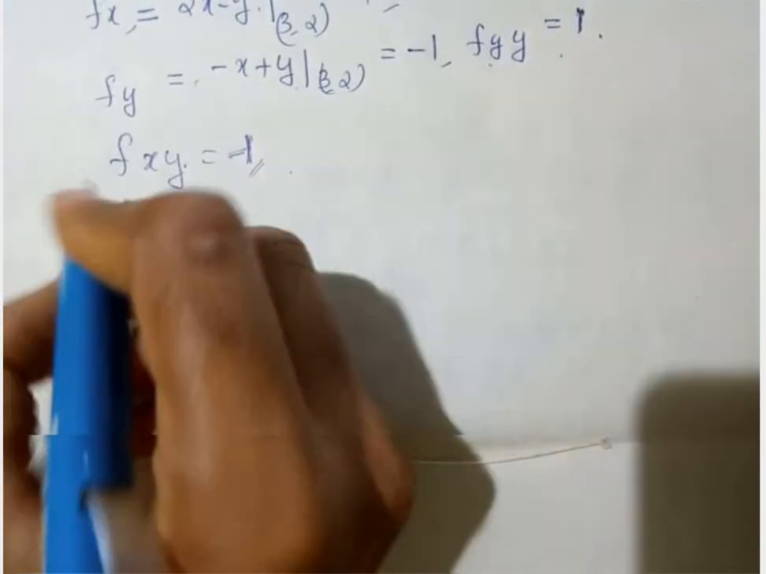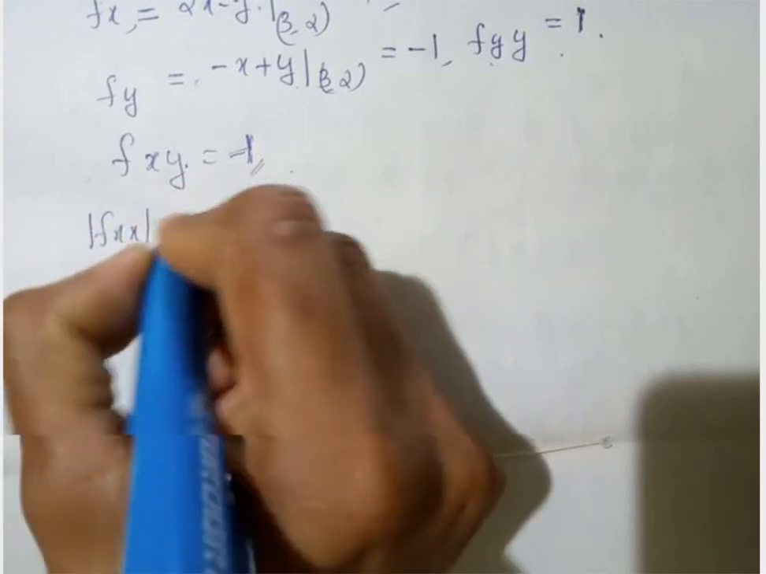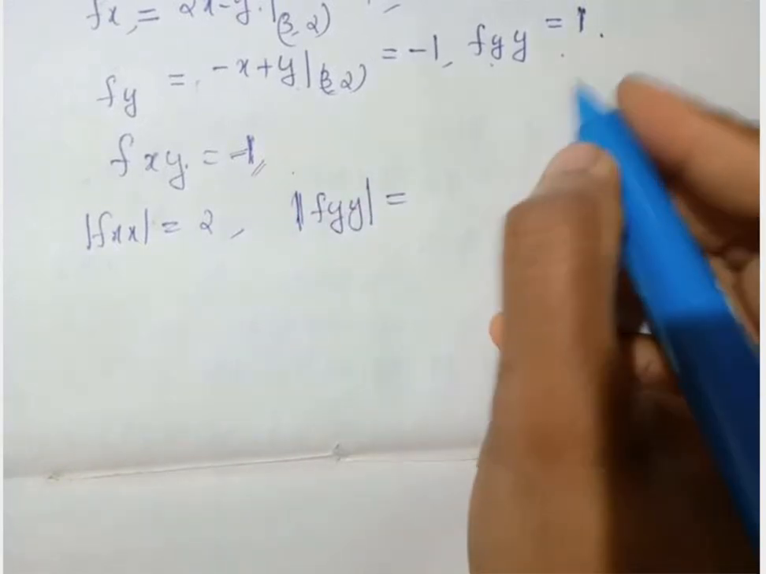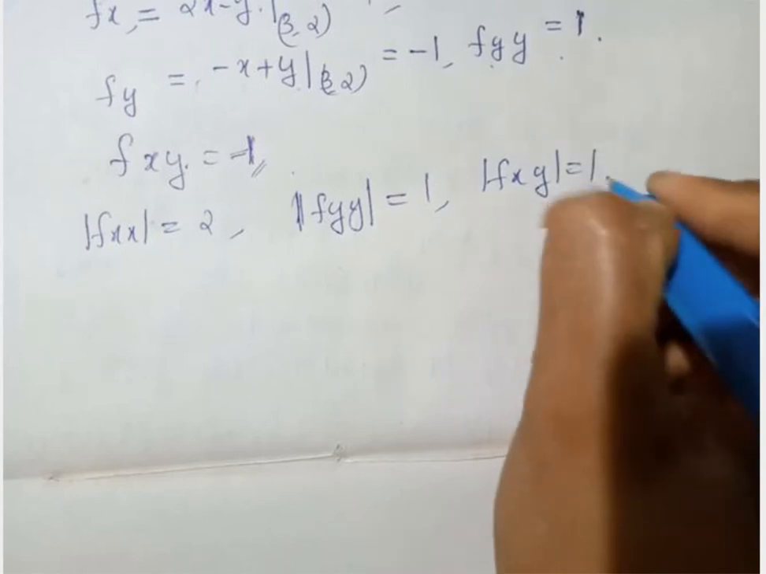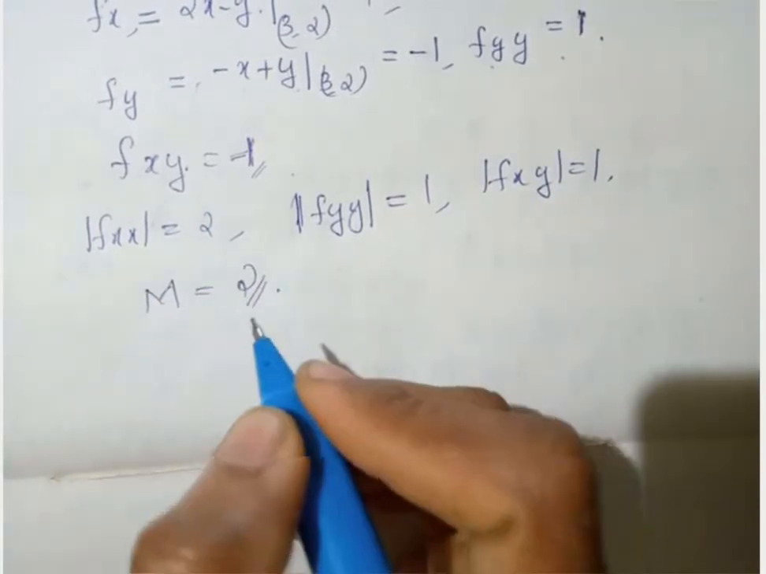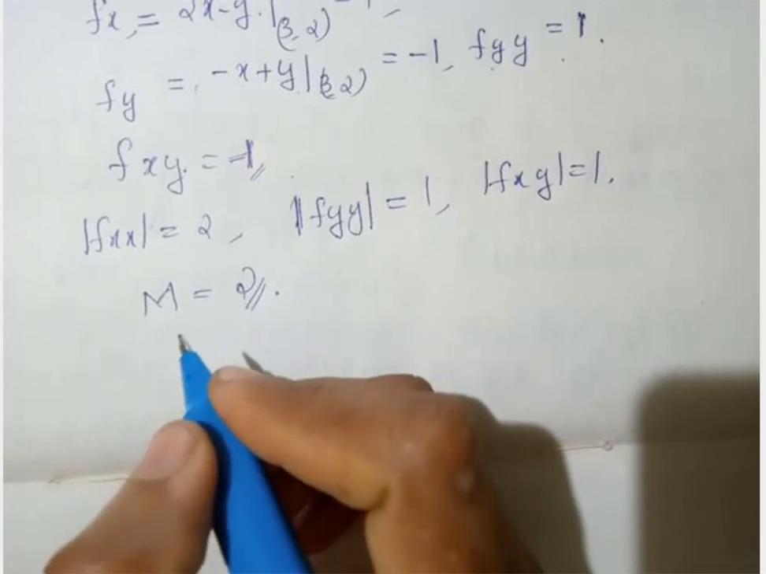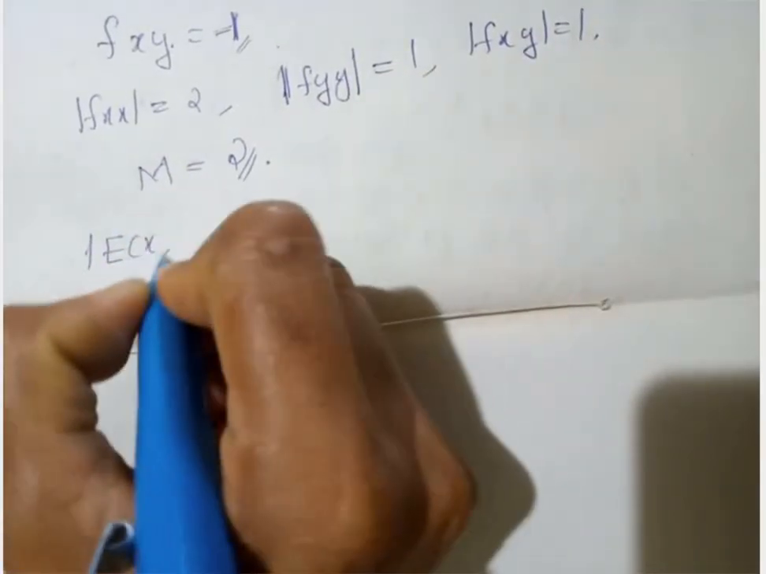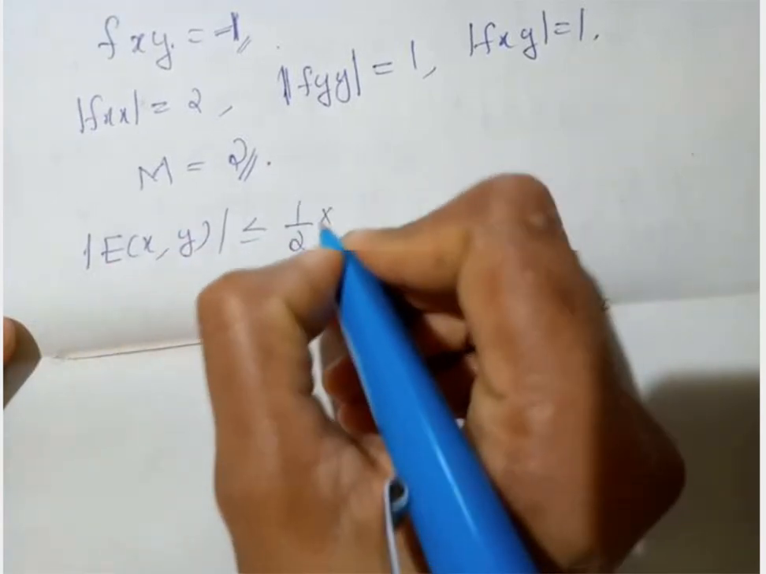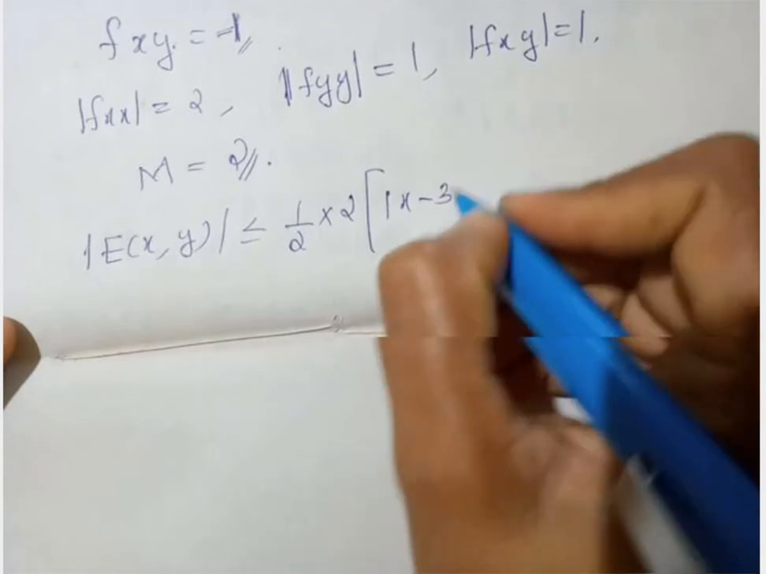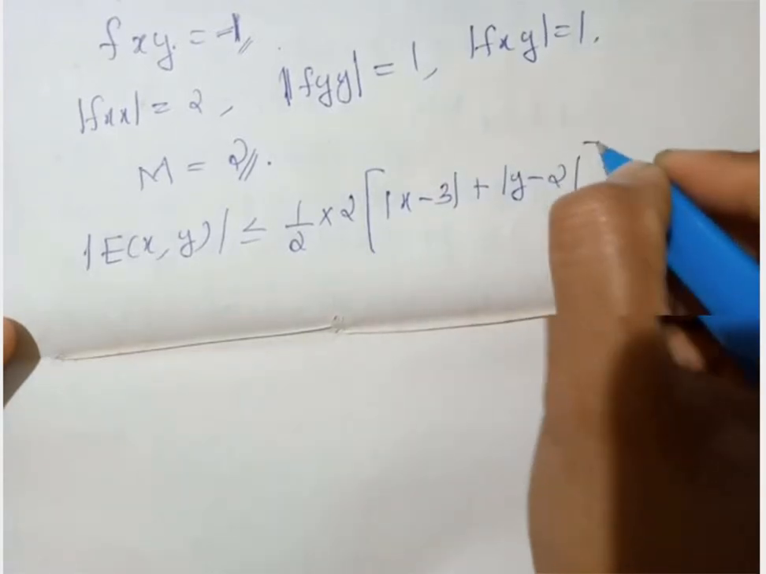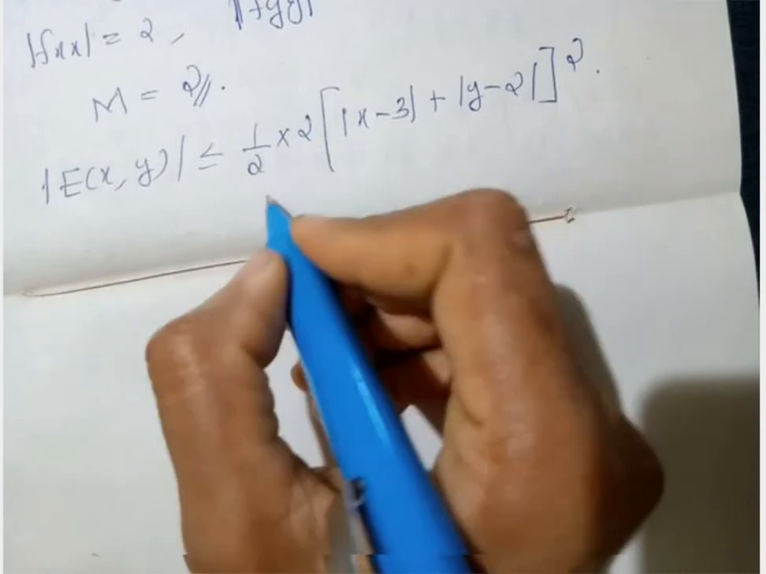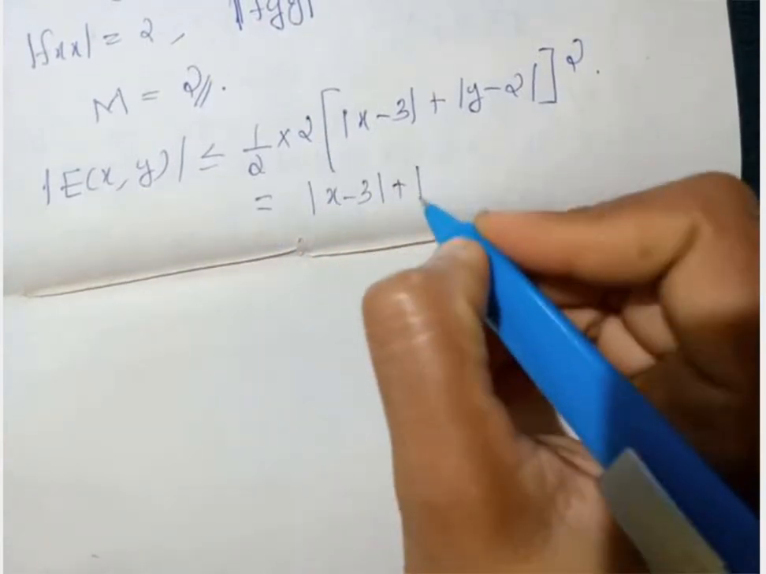So |fxx| = 2, |fyy| = 1, |fxy| = 1. So M will be 2 here, which is an upper bound. Choose M to be 2. So |E(x,y)| ≤ (1/2)(2)(|x − 3| + |y − 2|)², which equals (|x − 3| + |y − 2|)².